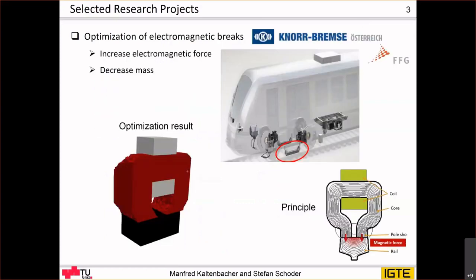Second project I want to show you, and well fitting to this course, is electromagnetic brakes. So these are emergency brakes. As you can see here, the principle, this is the rail and this is the brake. So the brake consists of a core and a coil. And in non-operation, you have an air gap between this core and the rail, clearly.